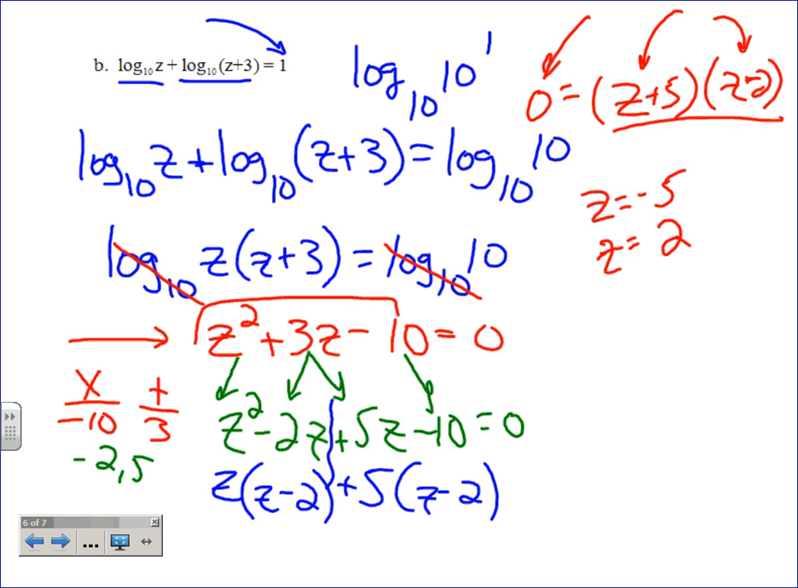Haven't circled those yet either, have I? Oh, yeah, negative 5 is no good if you put it back in, right? How about 2? Yeah, 2 is okay. Any questions on that one?